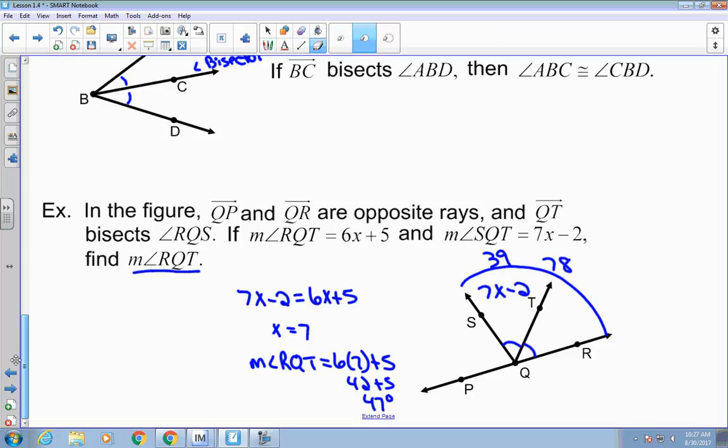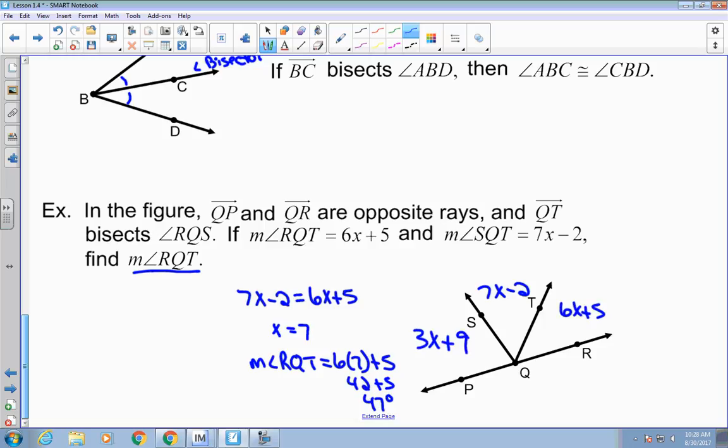Okay, last little thing here. Let's say this was back to 6x plus 5. And let's say this is 3x plus 9. Okay? Now, I don't necessarily know that QT is an angle bisector anymore. What would I have to do in this situation to find x?